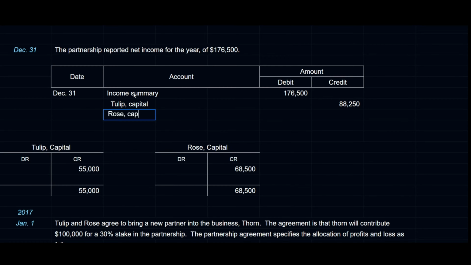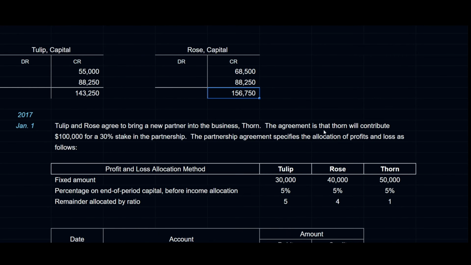And credit Rose capital for $176,500, half of that amount, for a total of $88,250. If we were to update the partner capital balances, Tulip's balance would increase by $88,250, and Rose's capital balance would increase by the same amount to a total of $156,750. Moving on to the next year.